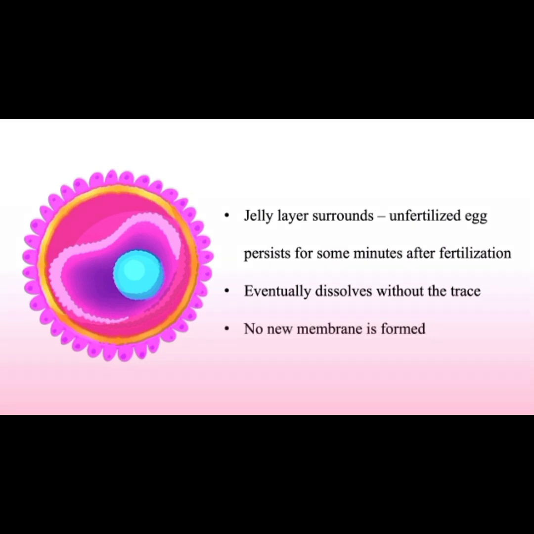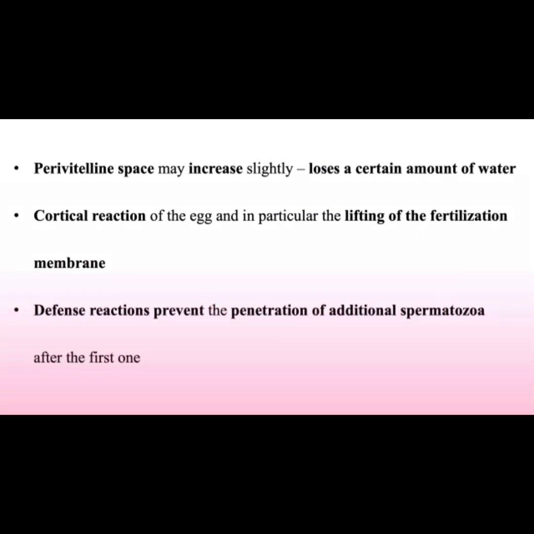No new membrane is formed around the egg at the time of fertilization. The perivitelline space may increase slightly, not owing so much to the lifting of the membrane as to a shrinkage of the egg itself, which loses a certain amount of water to the perivitelline fluid. The cortical reaction of the egg, and in particular the lifting of the fertilization membrane, are defense reactions which prevent the penetration of additional spermatozoa after the first one has established contact with the egg.